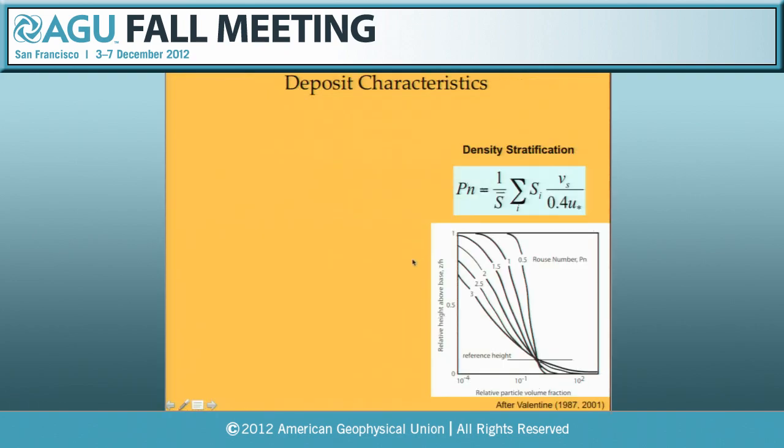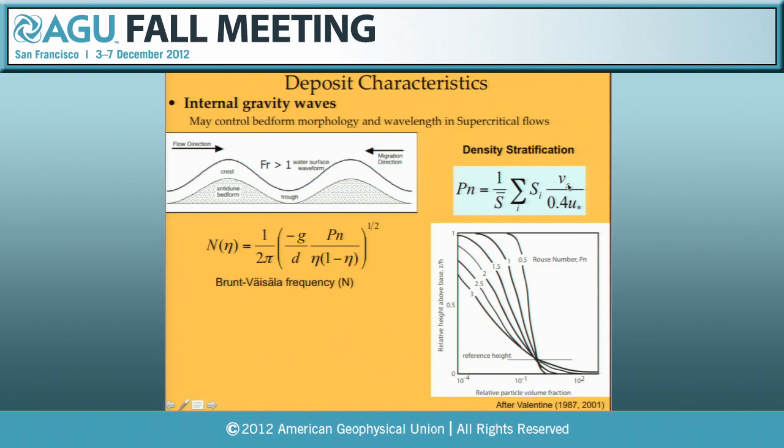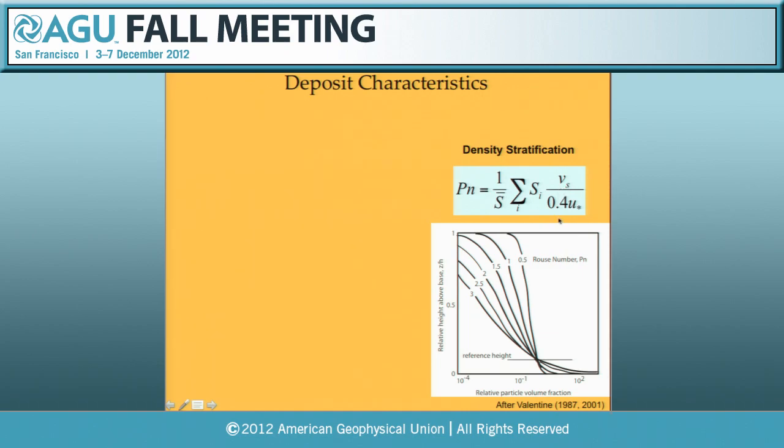So now I just want to talk a little bit about the possibility to add some complexity to this model. So we've got what here is the Rouse number, and the Rouse number is the ratio of the settling velocity of the particles to the suspending velocity or the shear velocity. So for high Rouse numbers, i.e. large particles, we anticipate having this really severe density stratification in these flows with very high densities near the base. For low Rouse numbers, i.e. small particles, we expect to have something that's much more vertically uniform.